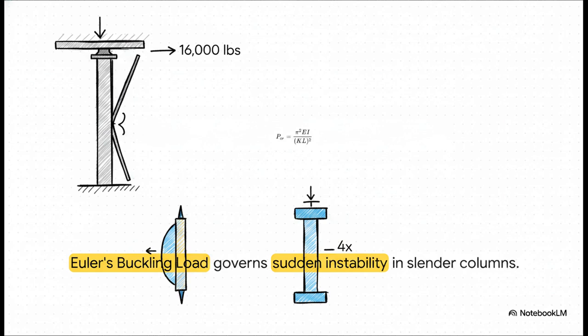But interestingly, tall, slender columns don't fail by simply crushing under the weight. Nope, they fail by buckling, a sudden, violent sideways bowing that's governed by Euler's buckling load equation. The absolute critical factors here are the length of the column and how its ends are restrained. If you rigidly fix the ends so they can't rotate, you can effectively quadruple the column's resistance to buckling.